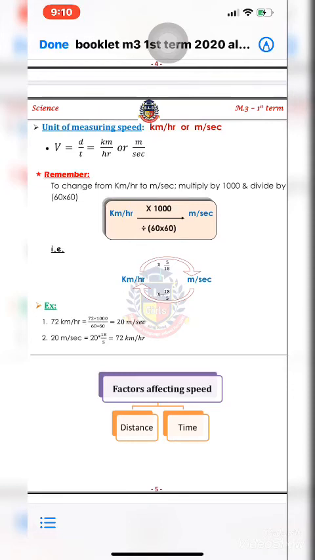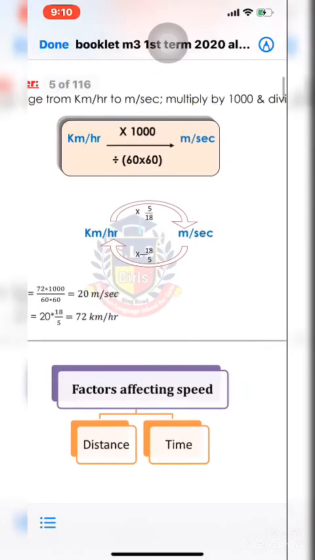And now we finished the summing up of lesson 1, and I will see you next lesson when we study the factors affecting speed, which are distance and time.